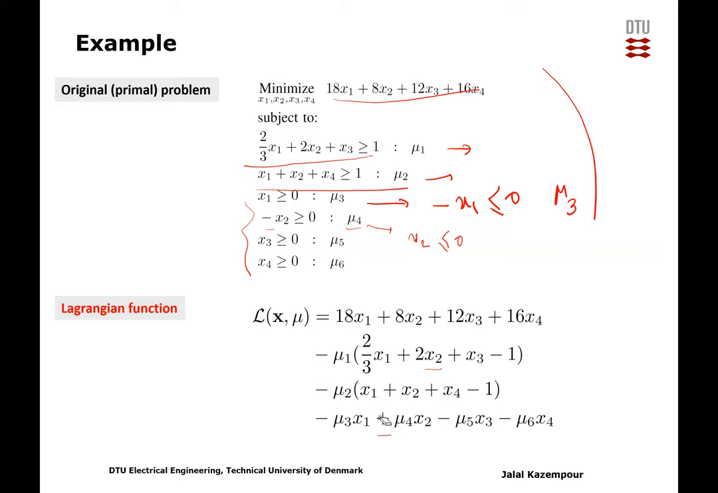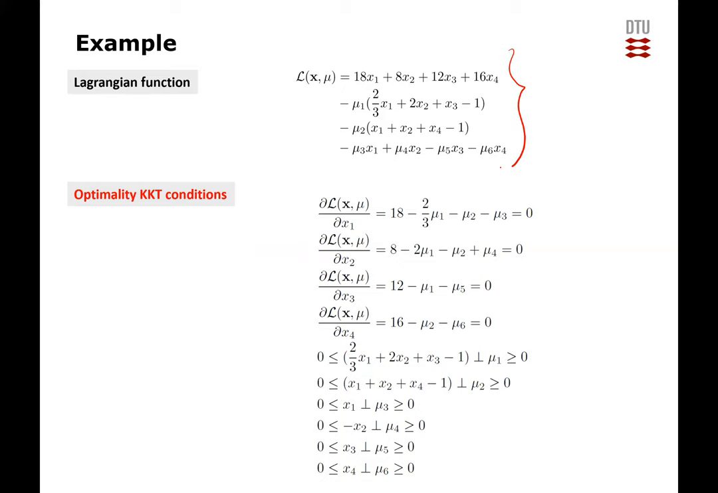Yeah, this is our Lagrangian function. I repeat it here. So for the KKTs, we need to take four derivatives, one per primal variable. We have four primal variables, x1, x2, x3, and x4. So we take the derivatives. For example, with respect to x1, it's 18 minus 2/3 mu1 minus mu2 minus mu3 is equal to 0. Or for x2, it's plus 8 minus 2 mu1 minus mu2 plus mu4 is equal to 0. Okay, and so on.